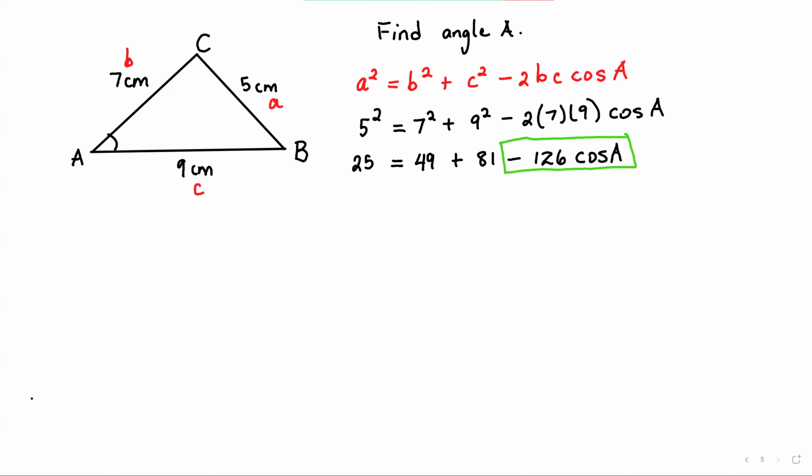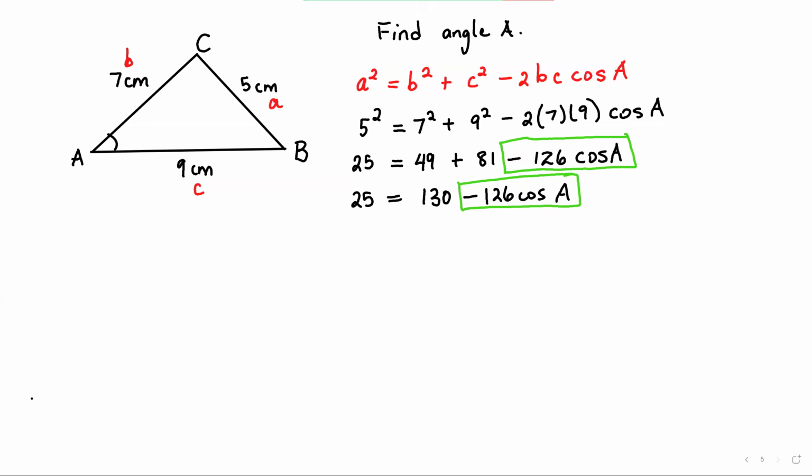Right? So simplifying again, this would mean 25 is equal to 49 plus 81. That's 130 minus 126 cos of A. Put in the block around it again just to remind myself that I cannot do anything to that as yet. Right? That minus 126 cos A is a whole term by itself. It's like if it was minus 126x, right?